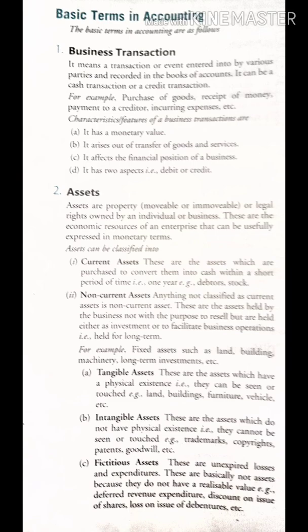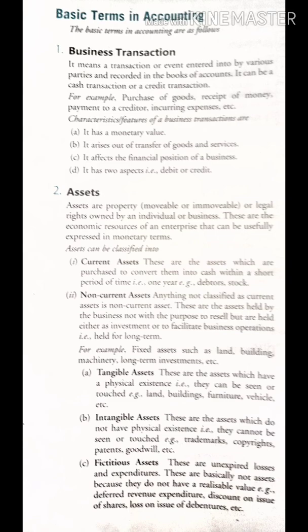Now intangible assets. These are the assets which do not have physical existence. That is, they cannot be seen or touched. Have you seen copyright? Right. Now what is copyright? Copyright means an authority which is given to a particular person who has made a design or any content. So he has taken approval from the government that nobody else has the authority to use that content. If anybody uses it, then he will sue the person in court.